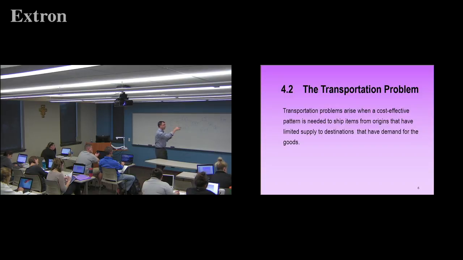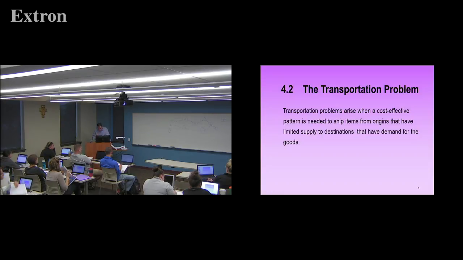Flow models, like the first one we're going to introduce, are concerned with moving things, flow, on a network from some place to another place. And these models are generic. They're general. So let's look at the first one, called a transportation problem. I'm sure we can all think of a use for this in the business world. Transportation problems arise when we need a cost-effective way to ship items from origins that have limited supply to destinations that have demand for the goods.